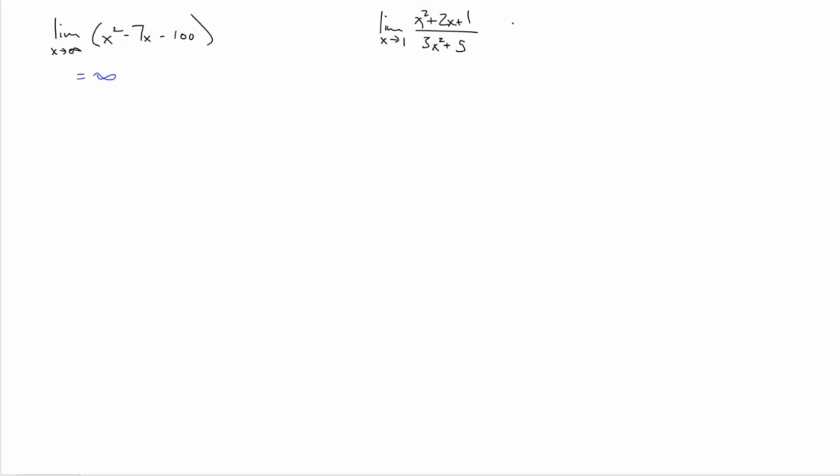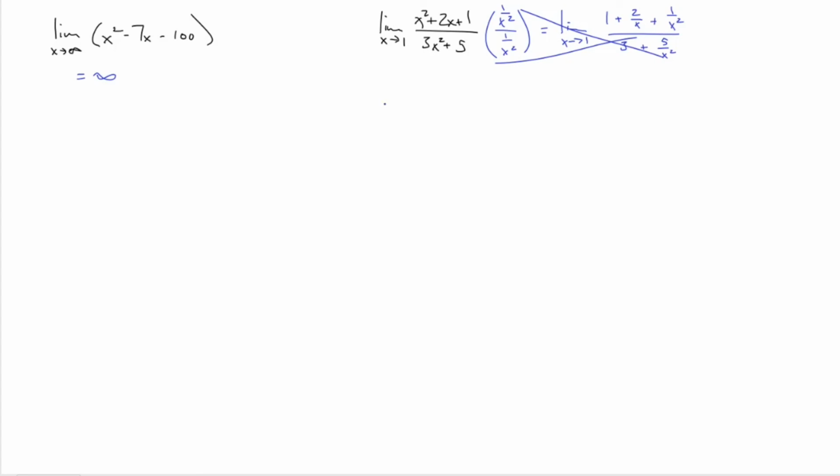This one is a little bit trickier. If you tried multiplying the numerator and denominator by 1 over x squared, you could do that because you're always allowed to multiply by 1, and you get the limit as x approaches 1 of 1 plus 2 over x plus 1 over x squared, all over 3 plus 5 over x squared. But if you tried to say that that's equal to a third, you'd be completely wrong, because the limit as x approaches 1 of 2 over x is not equal to 0. It's equal to 2 over 1, or just 2. And so, whereas you could start this problem this way, it doesn't really make any sense to start this problem this way. Don't do that.